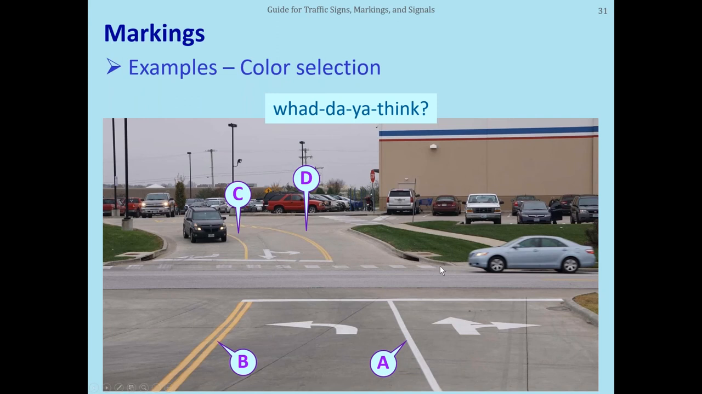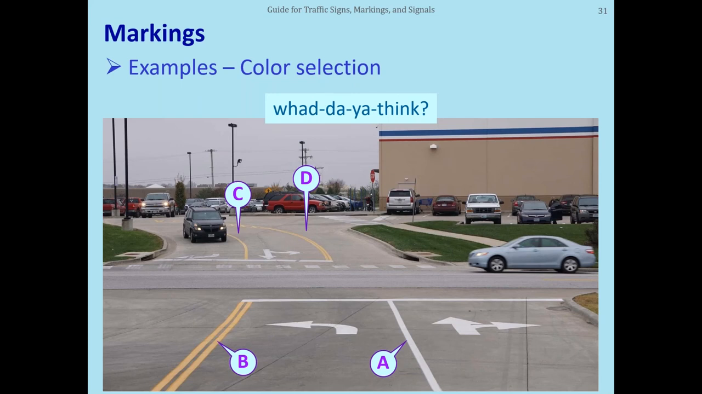So which one is wrong, A, B, C, or D? Just enter your answers in either the question pod or the chat pod. It looks like some of you do not have access to the chat pod, so go ahead and use the questions pod. And we have a number of answers coming in that letter C is incorrect. That is the majority, it looks like.